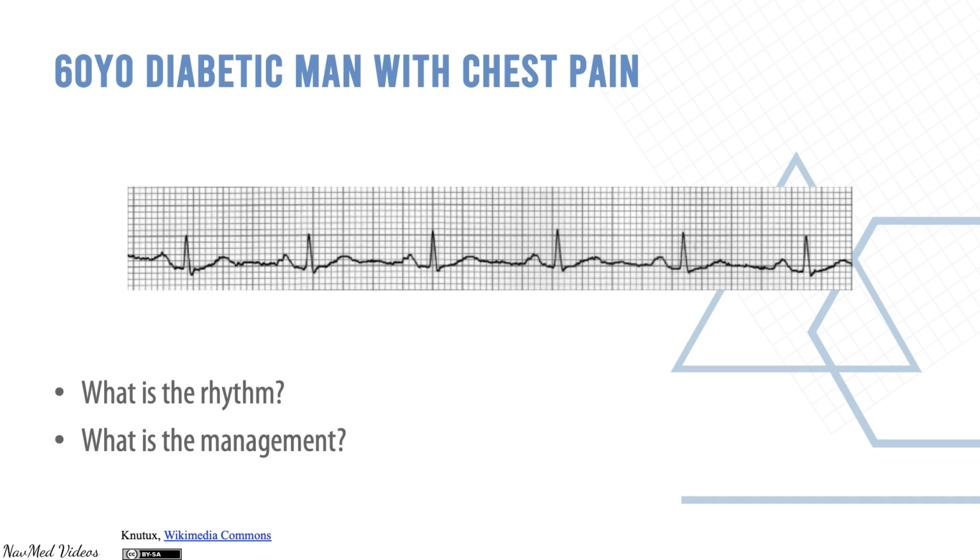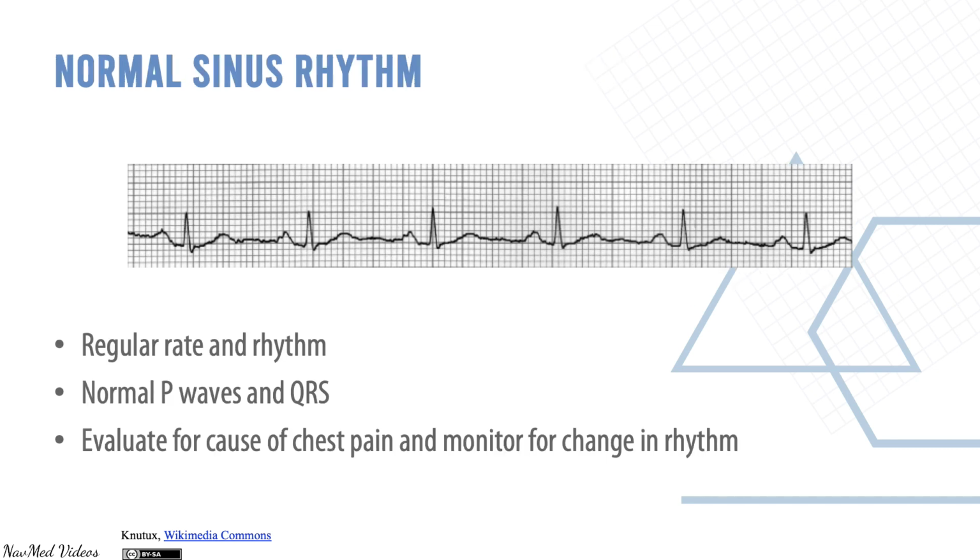All right, let's move on to the next one. 60-year-old diabetic with chest pain. What's the rhythm? What's the management? What's the diagnosis? I'll pause for a second here so you can have a good look at it. So this is a normal ECG. Regular rate and rhythm, normal P and QRS. So you have to evaluate other causes of chest pain: respiratory, musculoskeletal, trauma. Okay, it's a normal ECG.